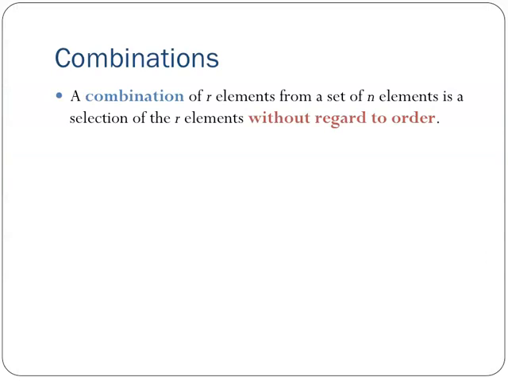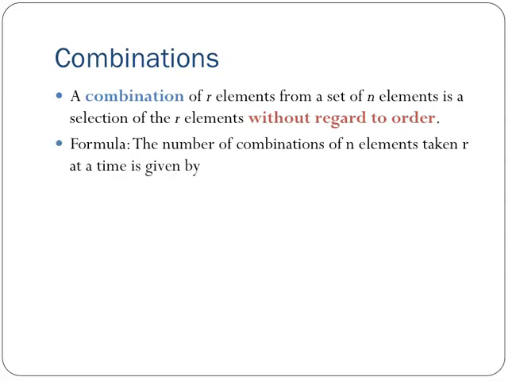So a combination of R elements from a set of N elements is a selection of the R elements without regard to order. Now notice how that's very similar to permutations, but the only difference is here that order doesn't matter. Now here's the formula.